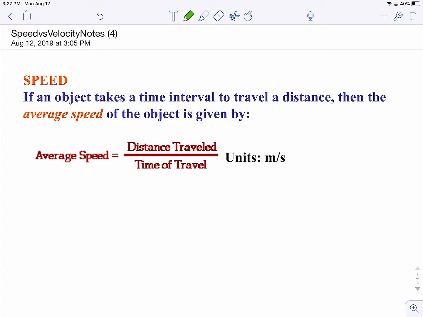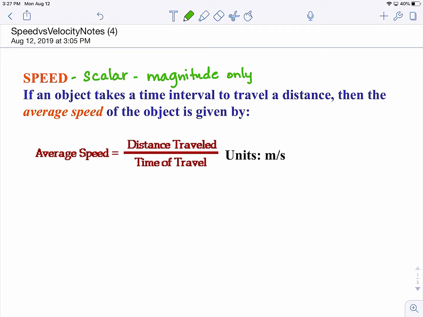So a couple things. Speed is a scalar quantity, which means that it is a quantity that describes the magnitude only. And when I say magnitude, in this case, I mean how fast. The number, I'm going 70 miles per hour. That's how fast. That's the speed. Okay, scalar quantity, magnitude only.